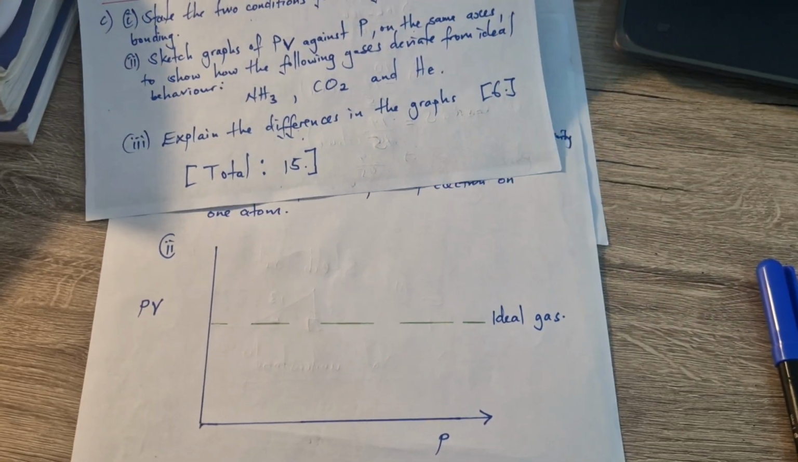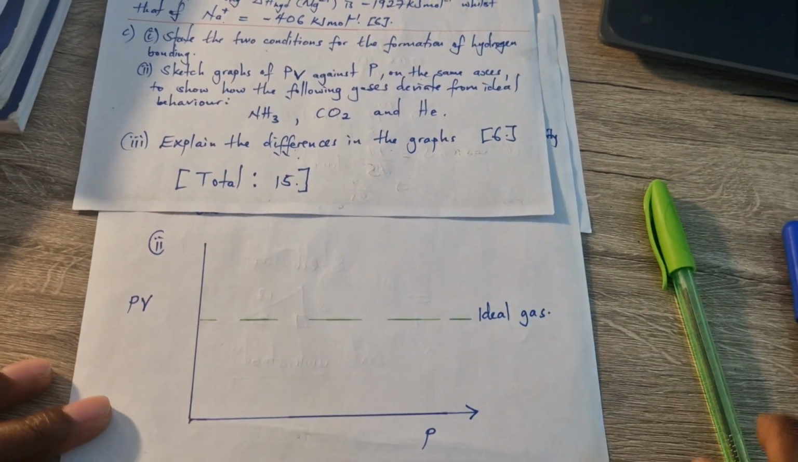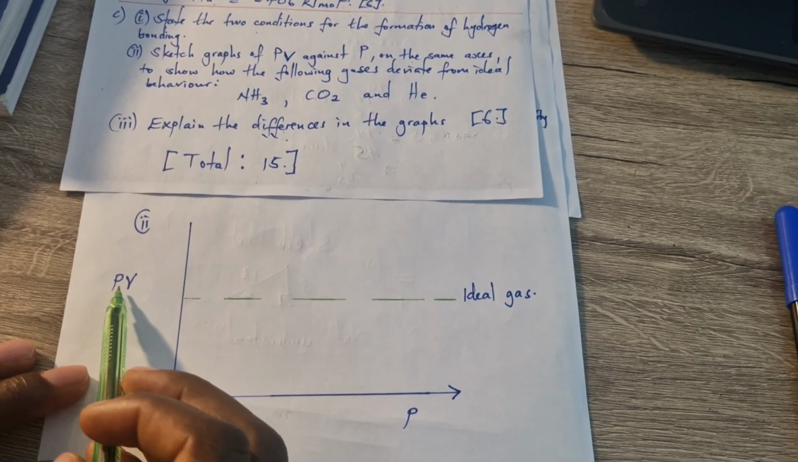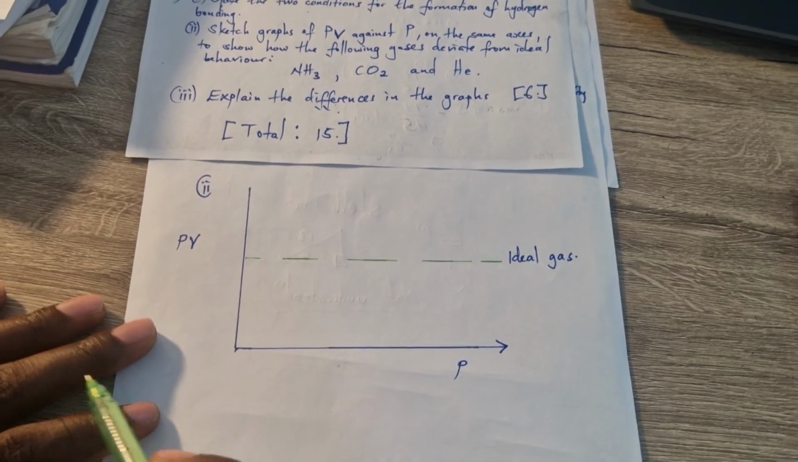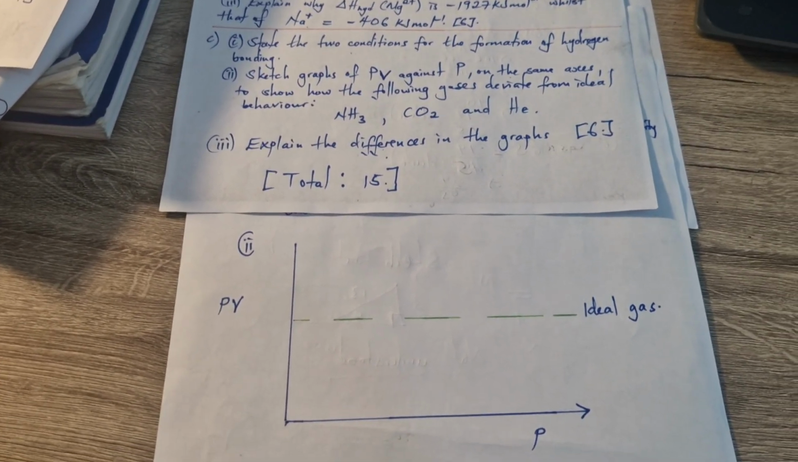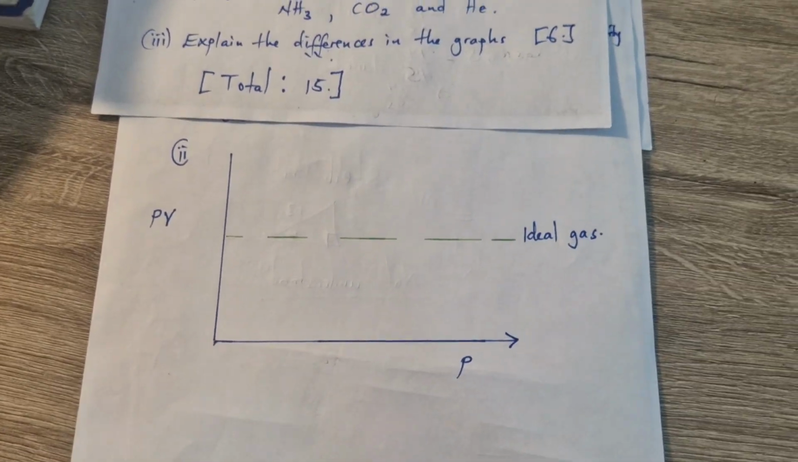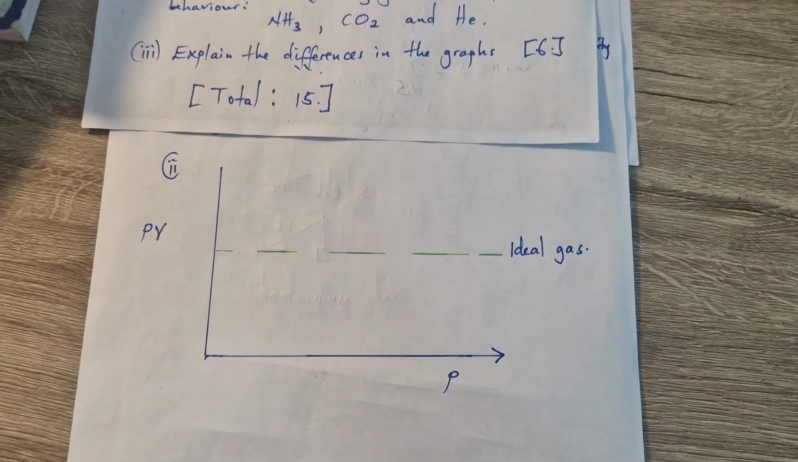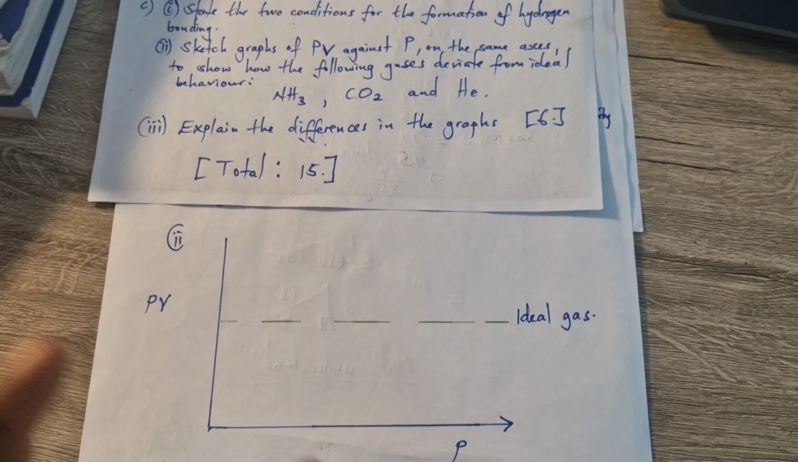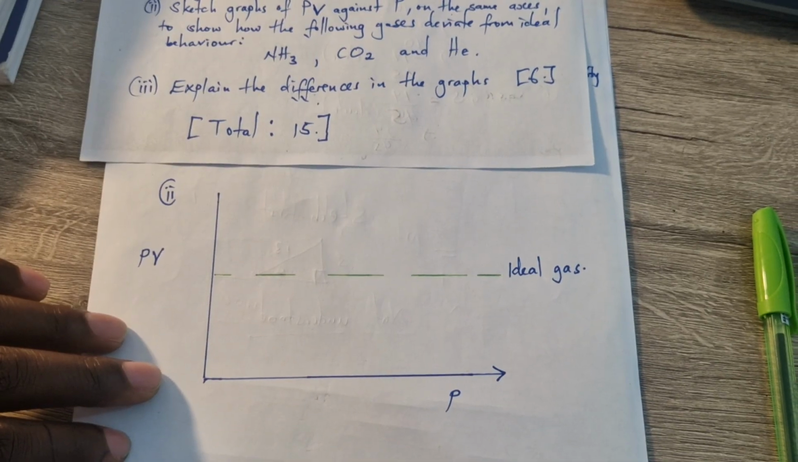So we want to know how to sketch them on the same axis, but we actually know that the graph of PV against P, which is pressure and the product of pressure and volume at a certain temperature, they have a certain behavior, the ideal gases. So it's constant like this. So we want to know how these gases behave. Do they behave likewise or do they deviate? So that's what we want to show.